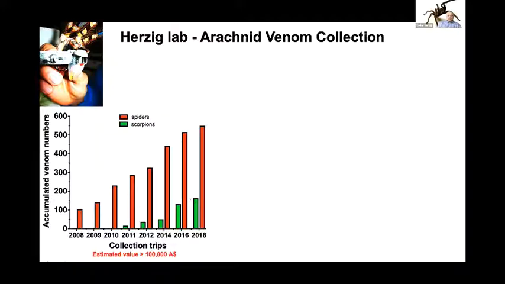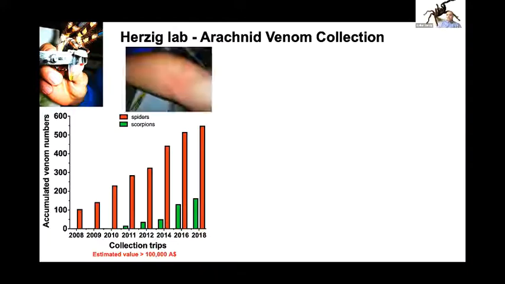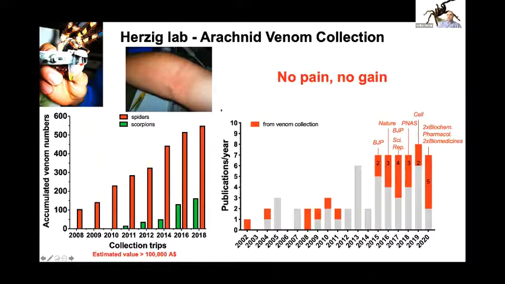This all came with a price, because this is actually my arm after collecting venom from some South American tarantulas. They have a mean defense strategy called urticating hairs. They brush off some hairs from their abdomen, and they cause this urticating rash that lasts for a couple of days. But as the saying goes, no pain, no gain.